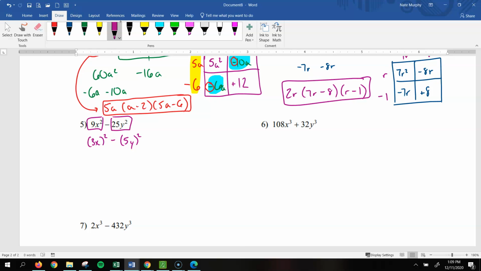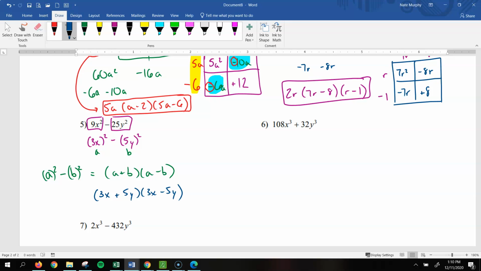Now, why does this matter? Well, let's think back to what a difference of squares was. This was back in chapter 3. We learned that if we had a squared minus b squared, that equals a plus b times a minus b. So if we could figure out what our values for a and b would be, we could just put it in this format. And that's what we just found. This is our a, this is our b. So when we put this in factored form, we would have 3x plus 5y and 3x minus 5y.